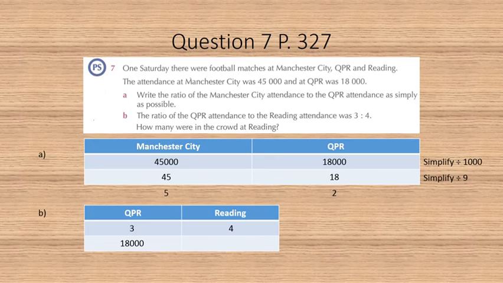So right now I need to know the Reading crowd. So again, get the value of part, which is the complete column, which is QPR. So I have to divide 18,000 by 3. So get the value of part: 18,000 divided by 3 equals 6,000. And after that, multiply this value of part, which is 6,000, times Reading's ratio, which is 4. So the Reading crowd was equal to 6,000 times 4 equals 24,000.